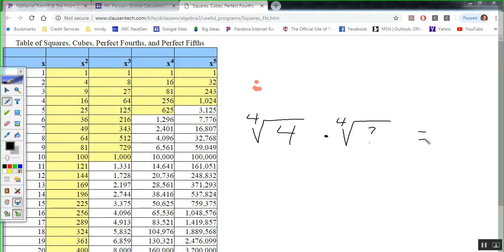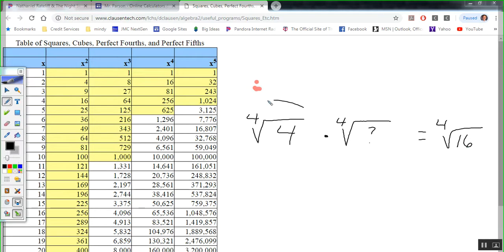Is 4 a factor of this value 16? How many 4s do you need to make 16? Okay, watch what I do here. The fourth root of 16 is something we want to think about because 16 is a perfect fourth root. So the question becomes this.